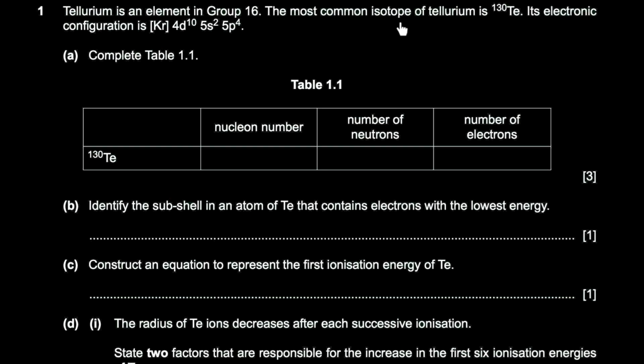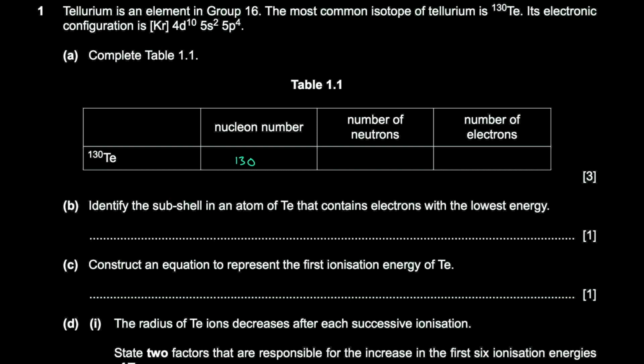The most common isotope of tellurium is tellurium 130. Its electronic configuration is krypton 4d10 5s2 5p4. Part A says complete table 1.1. The nucleon number is just the mass number, right? That's just 130, written over here.